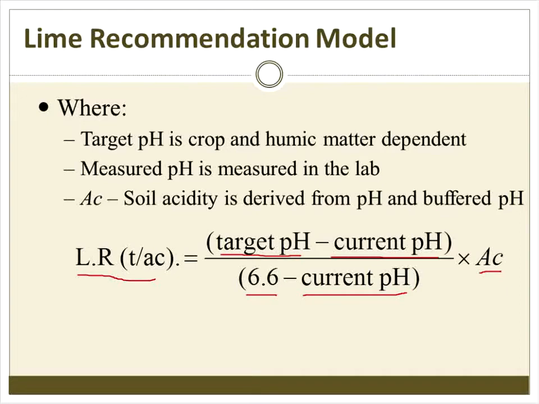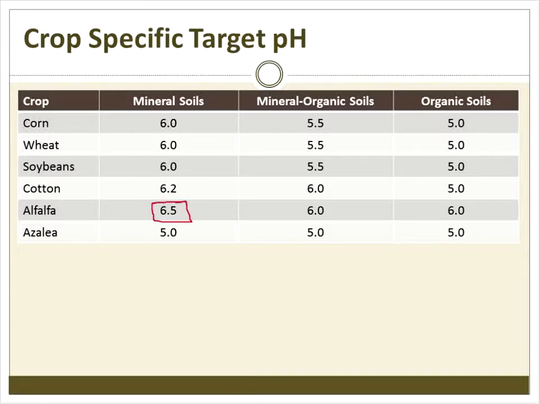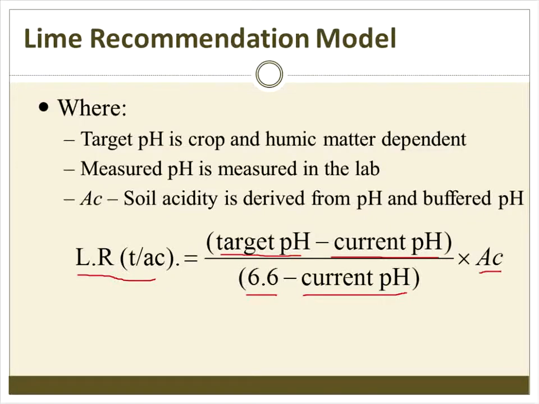All right, first of all, target pH. That's your pH coming from this table right here. You know, what crop are we going to grow? We're going to grow, hey, let's do some alfalfa. And we are on a mineral soil. So there is our target pH right there, 6.5. So this value would become 6.5. The current pH is what was measured in the lab over at the NCDA soil testing lab. So I don't know, this is going to be 5.2.